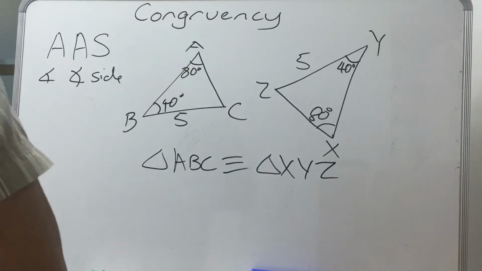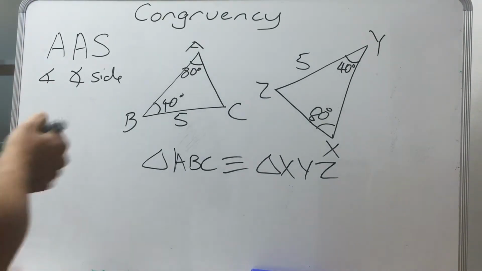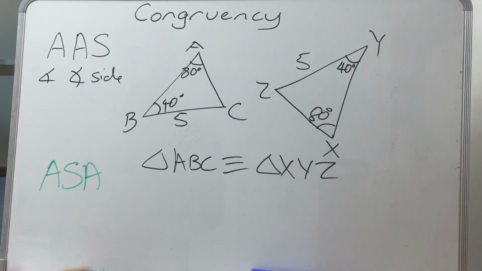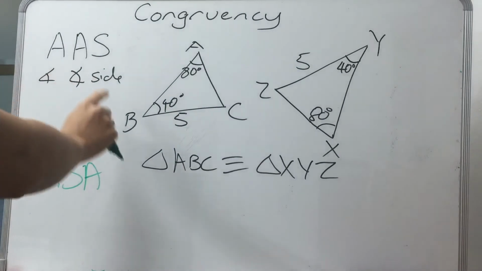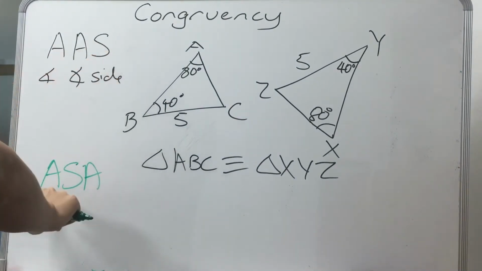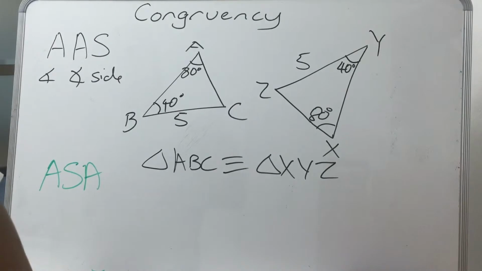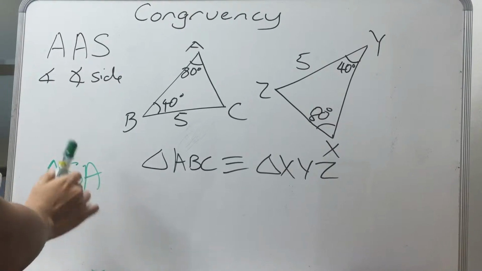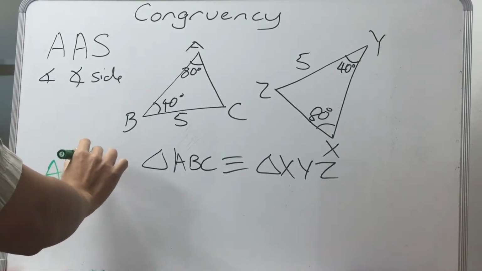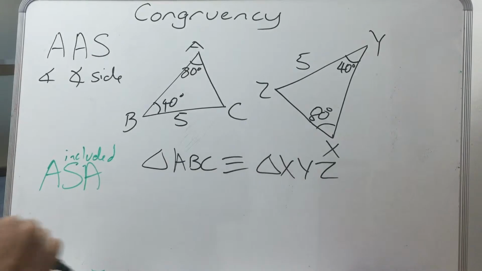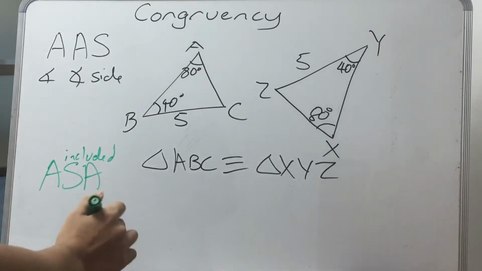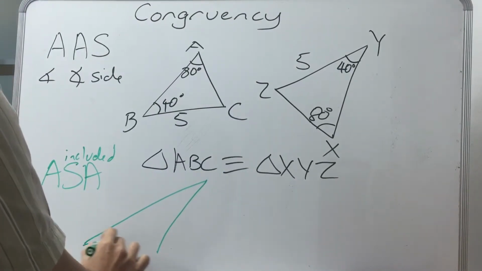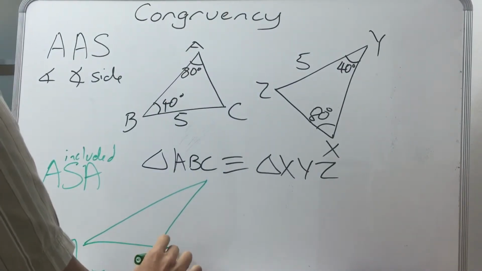Okay, so we go on to the second last rule, our ASA rule, angle, side, angle rule. This is angle, angle, side. This is angle, side, angle. So angle, side, angle is when you have 2 angles and an included side, and they are all equal. So when they are all equal, then they will be congruent. So for example, we have this triangle over here, our triangle ABC again.